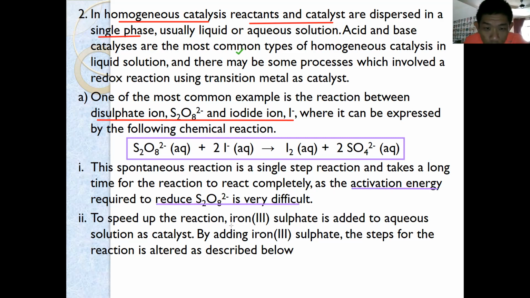so that is why by adding iron 3 sulfate, or by adding anything with iron 3, iron 3 nitrate or whatsoever. Now it depends. Sometimes they say add iron 2, sometimes they say add iron 3, so it depends. Okay, so by adding iron 3 sulfate, the step reaction is altered as described below. Okay, so how do the steps alter?